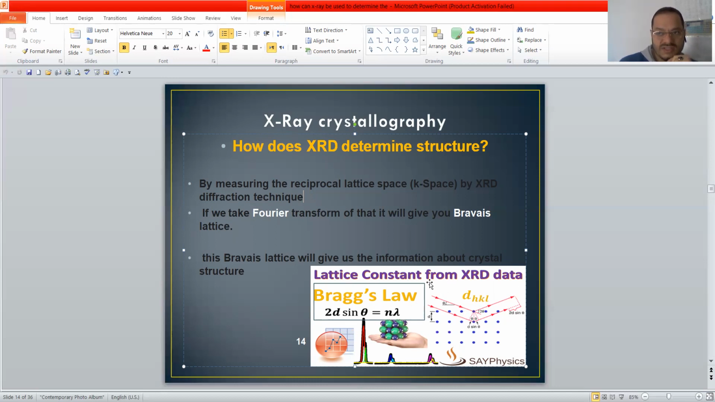Bragg's law: 2d sine theta equals n lambda. And here we have different waves of wavelength lambda.